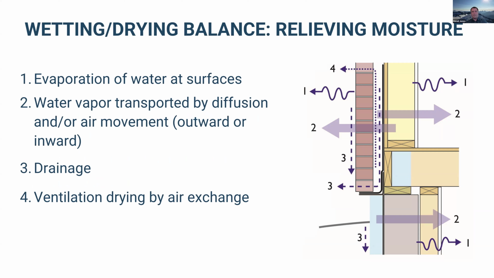So we've got evaporation, right? That just occurs at the surfaces. We've got water vapor transported by diffusion. So again, depending on the environmental conditions, this could be moved diffusing outward or inward. And then drainage, which is where the Rainscreen really comes in, and ventilation, so drying by air exchange right through that cavity there. So number three and number four are really essential with Rainscreens.